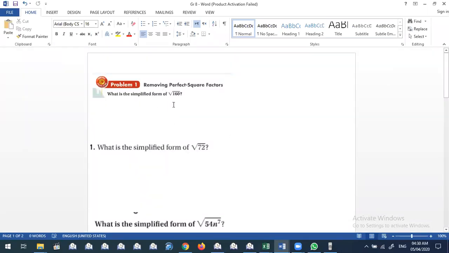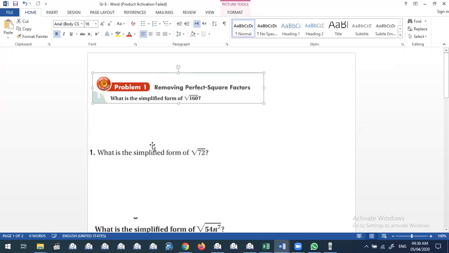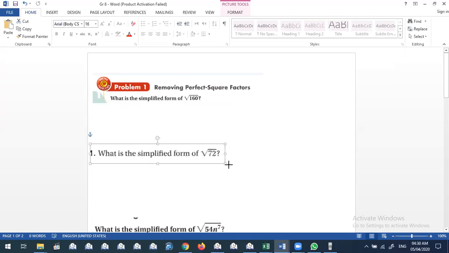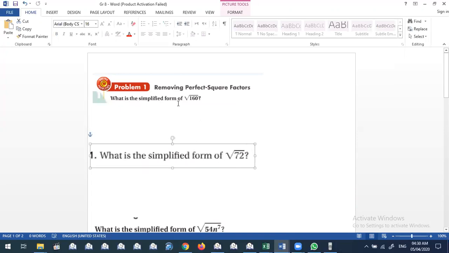Number 1: what is the simplified form of square root 160? Our way is like that. We are going to use the prime numbers. Who can tell me what the prime numbers are?